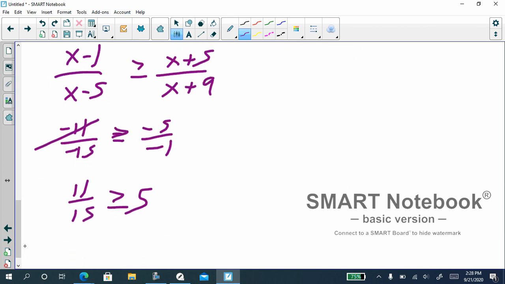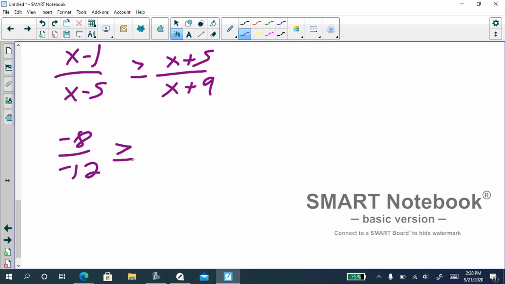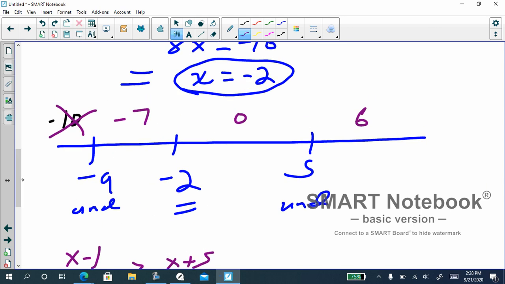If we go back and we plug in a -7, we get -8 over -12, and -2 over 2, so we get 8/12, which can reduce. It's greater than or equal to -1. That's true because 8/12 is positive. So we're going to highlight here.